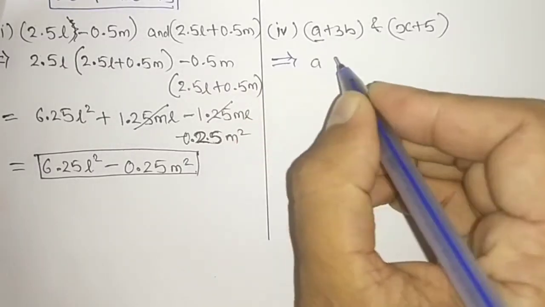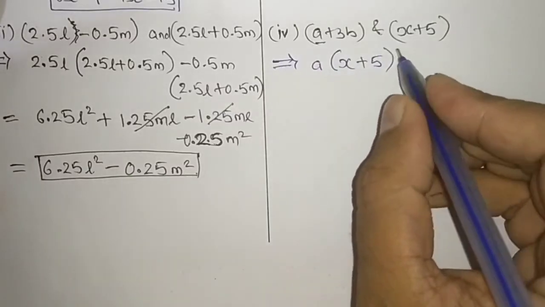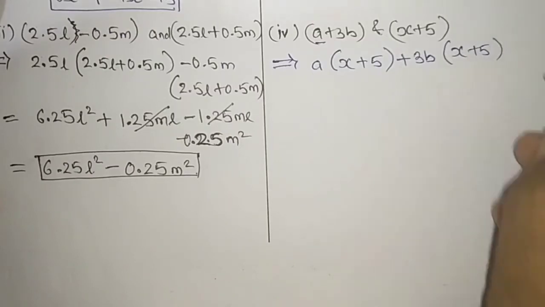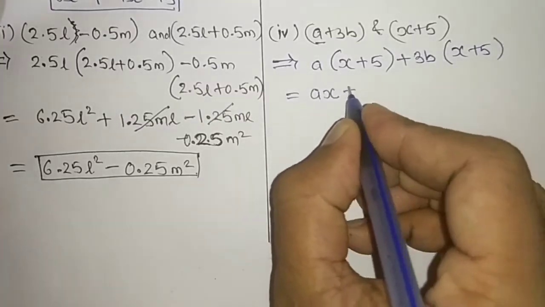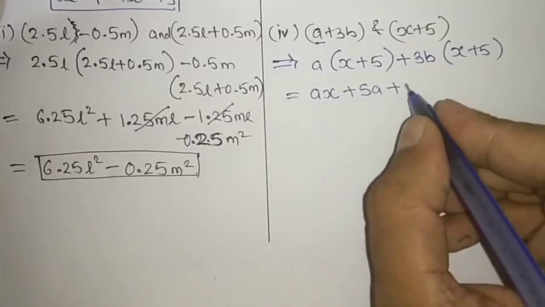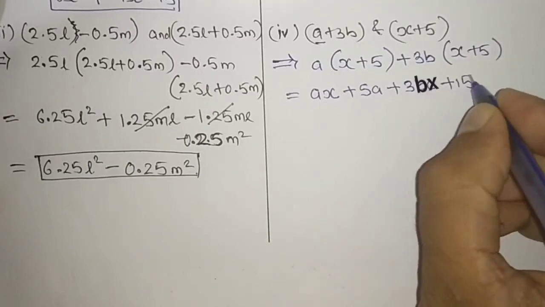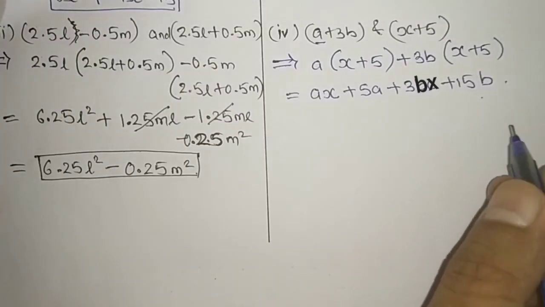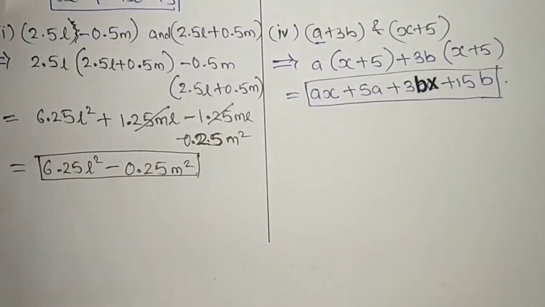Moving to the fourth part, taking the first term of the first binomial, multiplying it with the second whole binomial, then plus 3b, multiplying it with the full binomial. a into x will give me ax, plus 5 into a will give me 5a, plus 3b into x will give me 3bx, plus 5 3s are 15b. None are the like terms, so our answer will be this only. We will not move further.